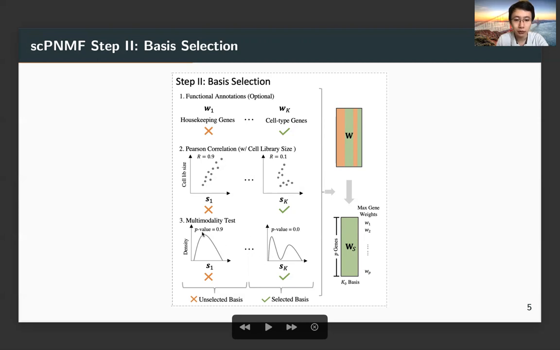The second approach is a multimodality test. The basic assumption is that if a score vector shows a very clear multimodal pattern, it must represent some discrete heterogeneity structure of your underlying cell population. Therefore, we can perform the multimodality test and only keep those bases with significant p-values. After this basis selection, we get the selected basis weight matrix, which only contains K0 bases, and K0 is usually smaller than K.